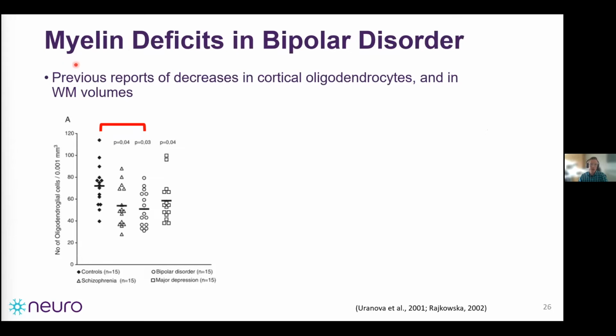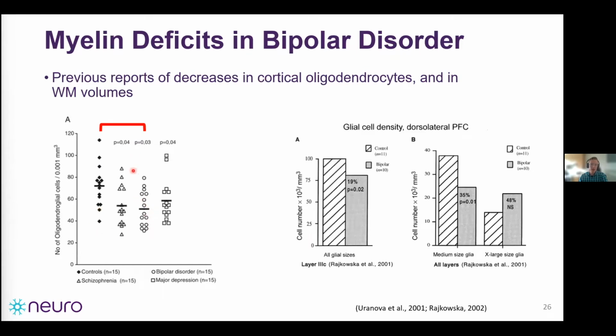Additionally, there have been myelin deficits reported in bipolar disorder, with previous reports of decreases in cortical oligodendrocytes, which produce the myelin sheaths in the brain, and in white matter volume. So this is shown here in Uranova, with a significant decrease between healthy controls and a prefrontal cortex region in oligodendrocytes, as well as this work showing decreases in glial cells combined.